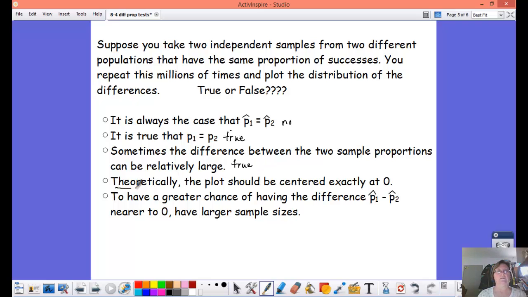The next one, theoretically, I'm going to underline that, the plot should be centered at 0. That is the truth. We assume, again, that those proportions are equal to each other. That means the difference between them is 0. And finally, to have a greater chance of having that difference close to 0, have larger sample sizes. 100%, folks. As we know, the larger the sample size, the more we zero in on the true population proportion. So that is the truth.